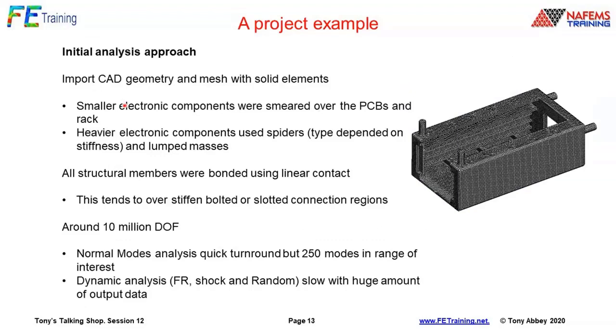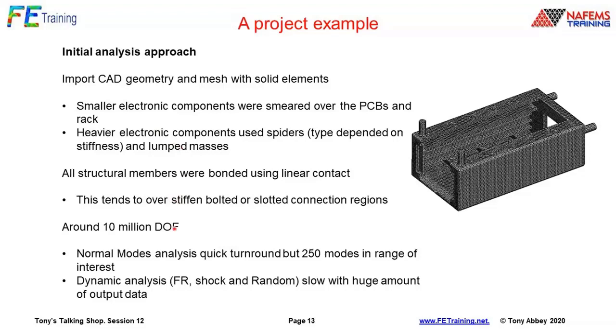The initial approach was to import the CAD geometry and mesh with solid elements, somewhat similar to a kind of CAD-centric type approach. There was some idealization going on there. So the small electronic equipment components were smeared over the PCBs and the rack in a typical kind of way. Heavier electronic equipment, hey, we've got spiders again. Here, I'm looking at Spider-Man now. I won't comment on that, Matt. But basically, the type of spider depended on the stiffness. Lump masses were being used. So there's quite a lot of idealization required. We bonded things together, or I bonded things together using linear contact. I was aware that tends to overstiffen bolted and particularly slotted connection regions. So that was a kind of a big caution in there.